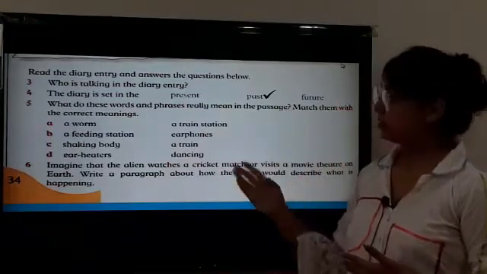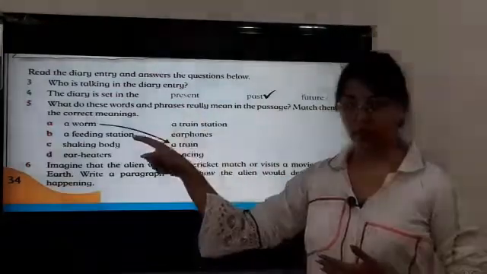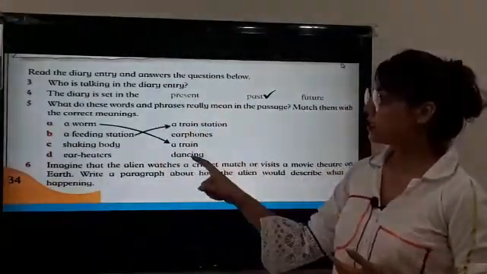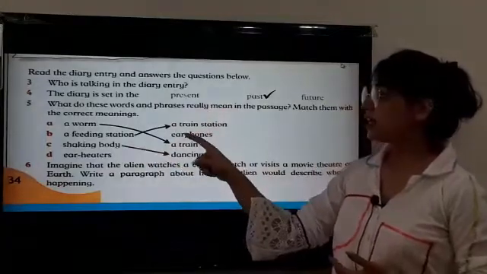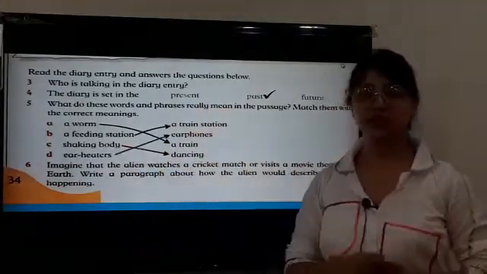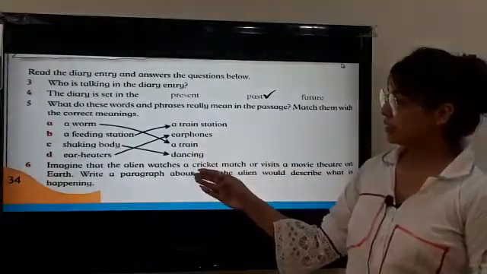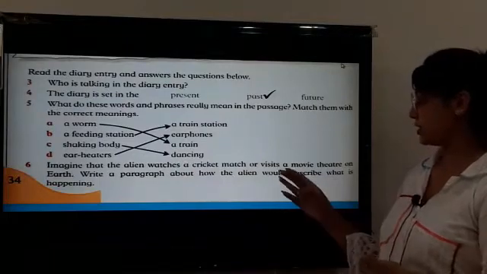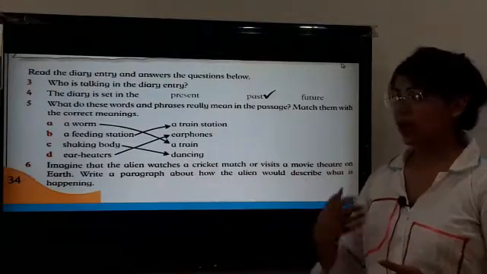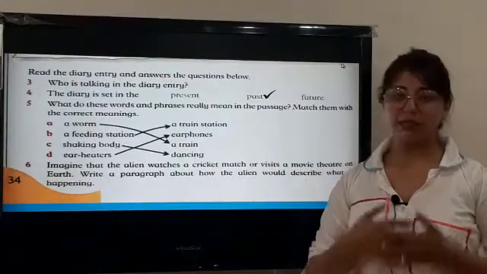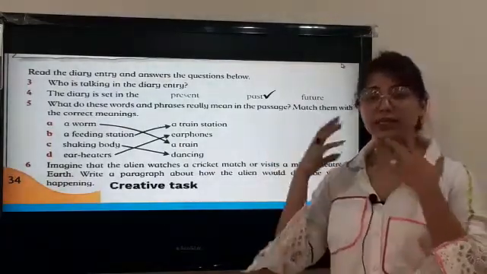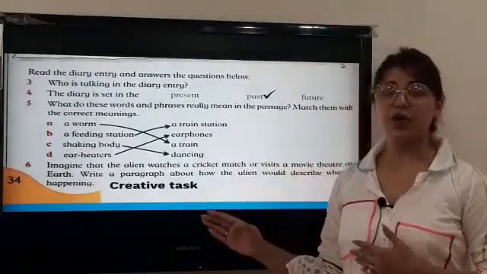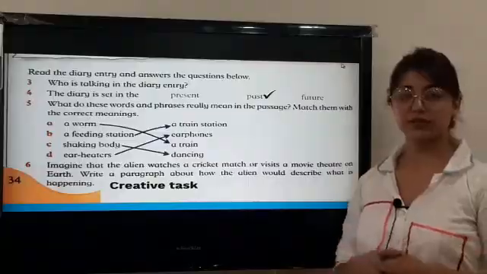According to the alien, a train was a worm, a train station was a feeding station, dancing was a shaking body, and earphones were air heaters. So, moving towards the next question, imagine that the alien watches a cricket match or visits a movie theater on Earth. Write a paragraph in your own words. Imagine how the alien thinks when he is in a playground or in a theater and write it down in your notebooks.